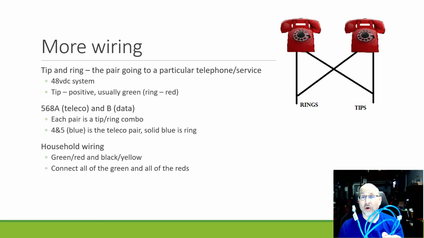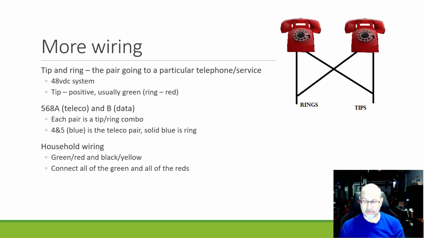If it was a crossover, it would be 568B on one side and 568A on the other. Now, importantly, we know that Ethernet uses the green and orange pairs, pins 1, 2, 3, and 6. Well, why did we jump? Why don't we use 4 and 5?